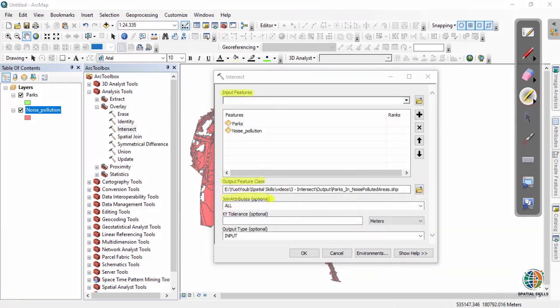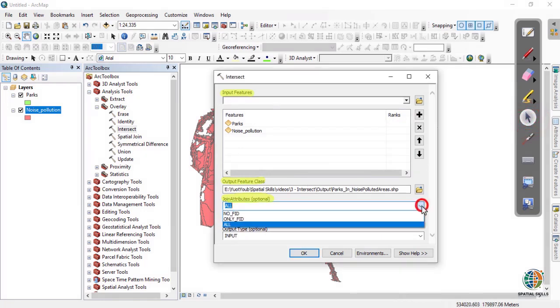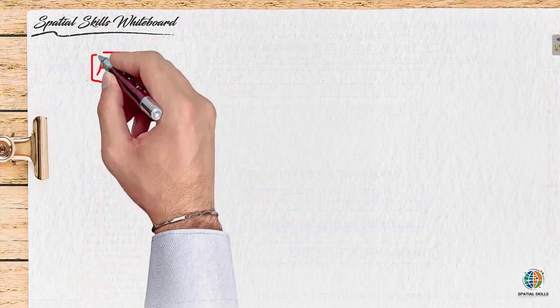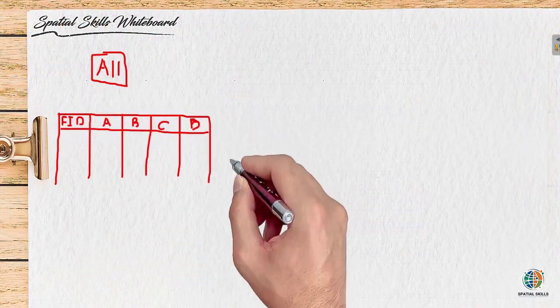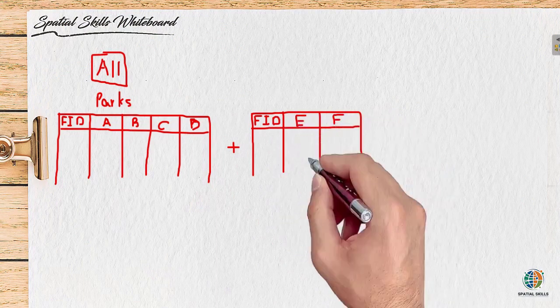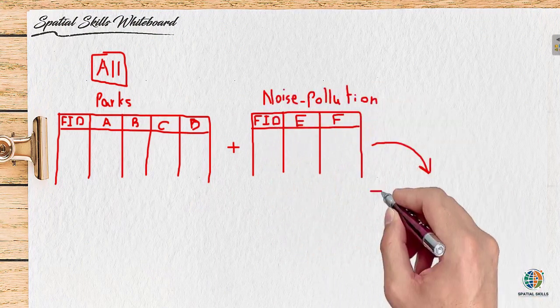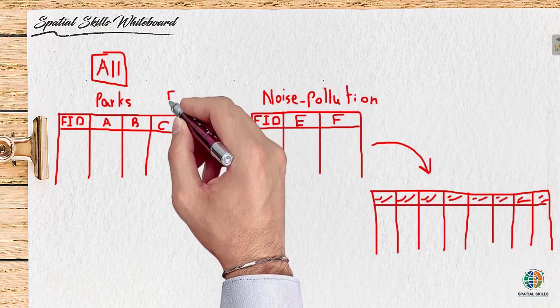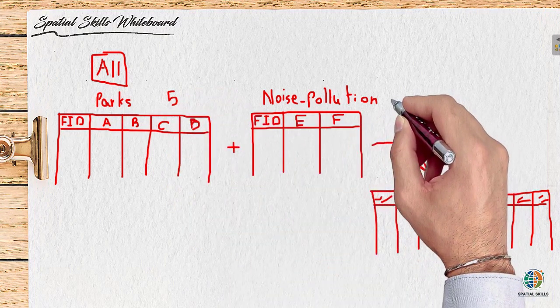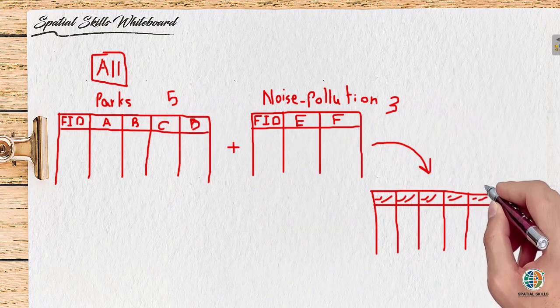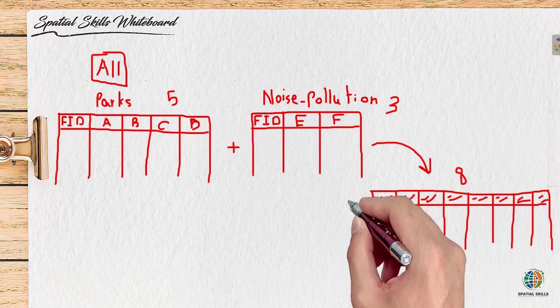Join attributes, optional. Let's examine this on our Spatial Skills whiteboard for better understanding. ALL combines all attribute fields from both input layers. Recommended for this example. If the parks layer has 5 fields and the noise areas layer has 3 fields, the output will contain all 8 fields.